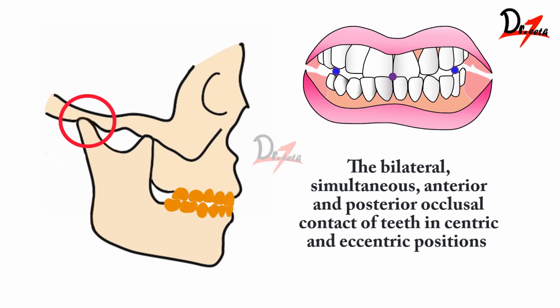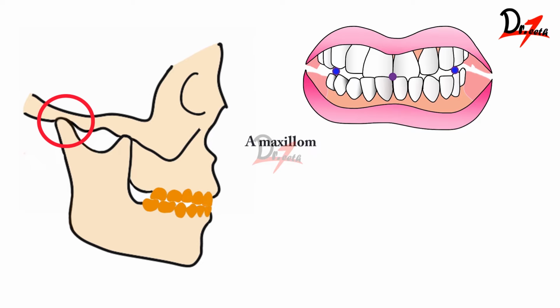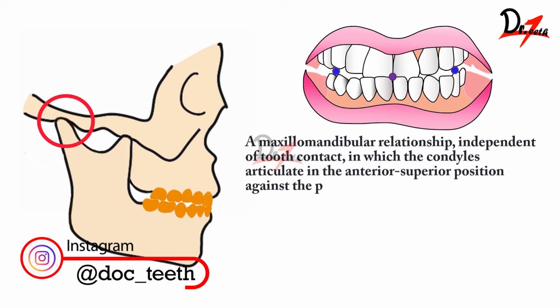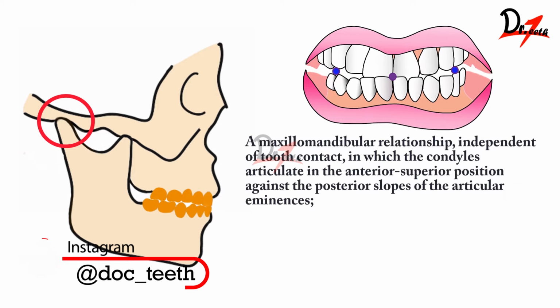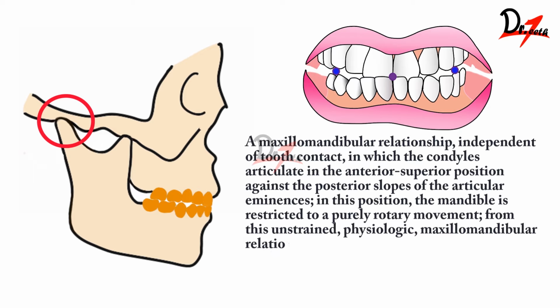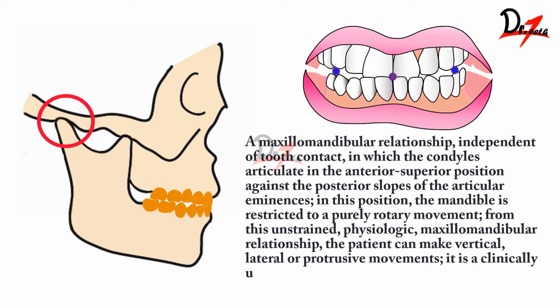You must have been asked to memorize this big definition, that it is a maxillomandibular relationship independent of tooth contact in which the condyles articulate in the anterior superior position against the posterior slope of the articular eminence. In this position, the mandible is restricted to a purely rotary movement. From this unrestrained physiologic maxillomandibular relationship, the patient can make vertical, lateral or protrusive movement. It is a clinically useful, repeatable reference position. Okay. So just pause this video for a while and have a look at this definition. Okay, that is the centric relation.